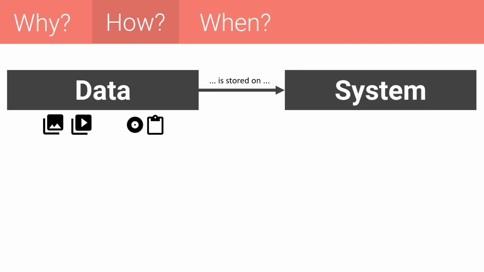Data is always stored on some kind of system. This can be lab equipment, your laptop, a network drive, your inbox, and so on. If you have the same data stored on multiple systems, you will have multiple data elements on a number of systems.